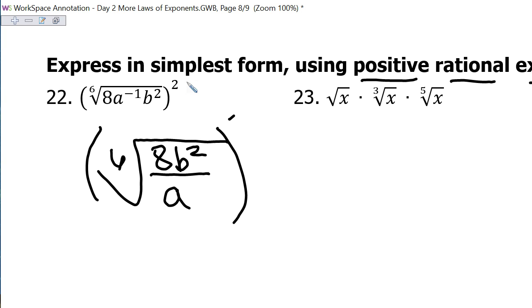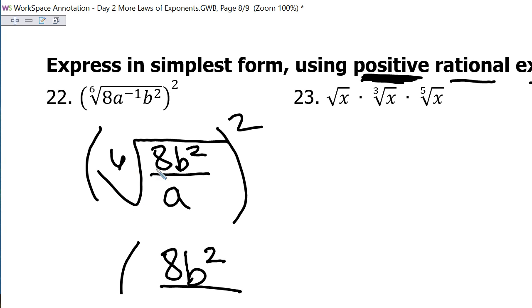So notice the first part of this answer says there has to be positive exponents. So now everything's positive, right? So I took care of that. Now I need to convert from radical form to the exponential form. So looking at that radical form, what was the base? b squared over a. What power was it raised to? 2/6. The power is 2, and the root is 6.